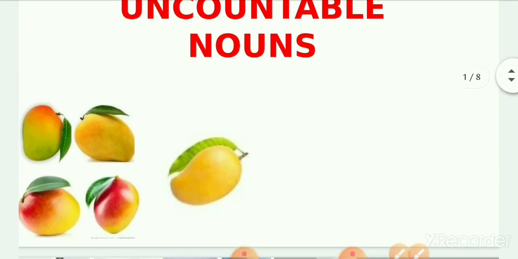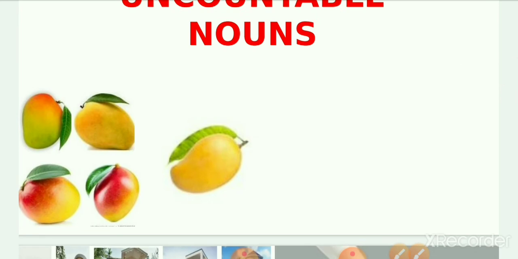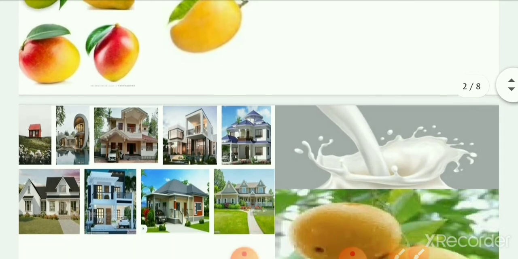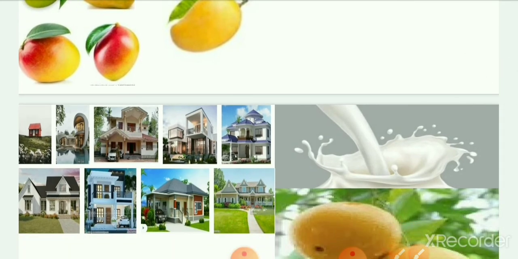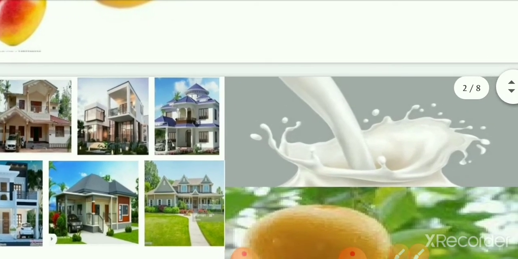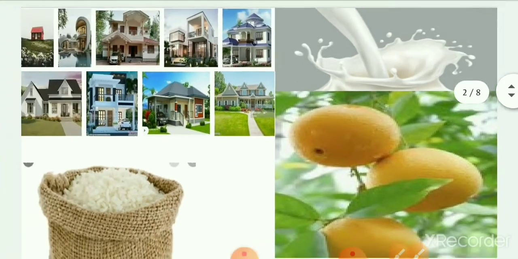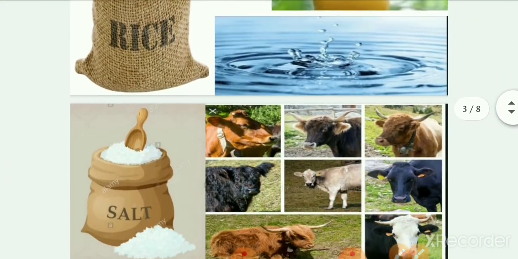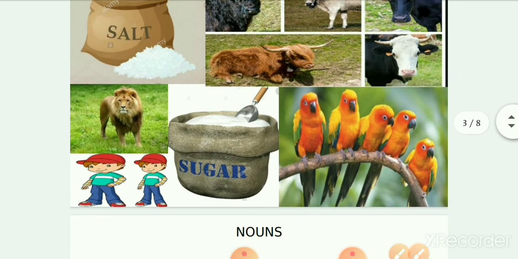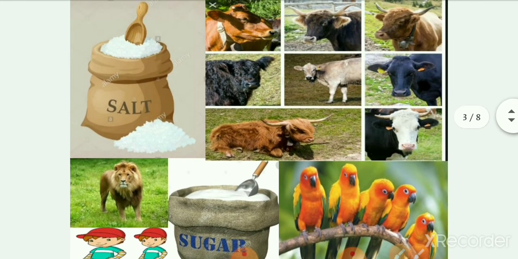Let's see here. A picture of mangoes, you can count them, so mangoes are countable nouns. Then houses, you can count them, so they are also countable nouns. Then milk, you can't count it, so it is uncountable. Oranges are countable. Cows are countable. Birds, lions, boys, whatever you can count, is countable.